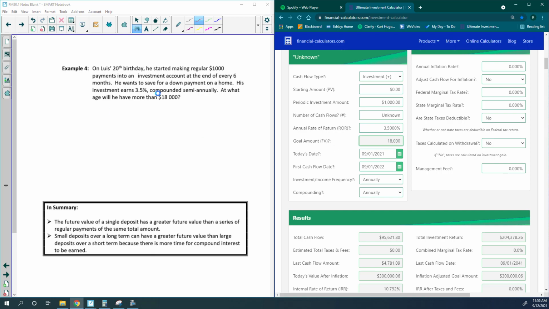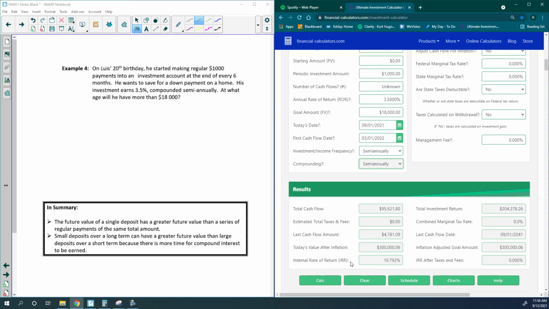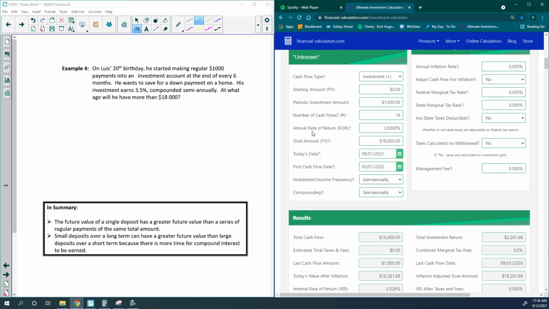And so we're compounded semi-annually, so then it needs to be 6 months later. So 6 months later would be March. So 03, 01, 2022. We're doing semi-annually for these. And it says compounded semi-annually, so that's how I know what that is. And so I'm going to hit calculate. And under the number of cash flows, it works out to be 16.